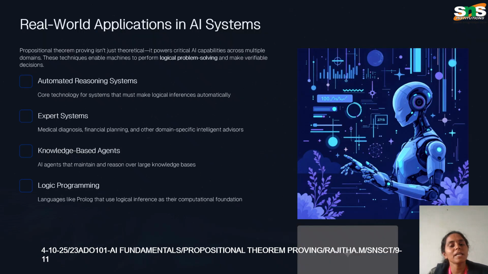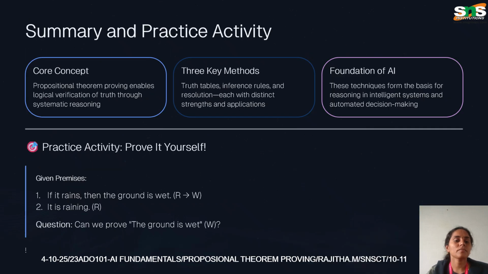So, real world applications. Propositional theorem proving powers many AI systems. It is used in automated reasoning for things like self-driving cars, in expert systems for medical diagnosis or financial planning, and in knowledge-based agents that manage huge databases. Even programming languages like Prolog rely on it to solve problems logically.